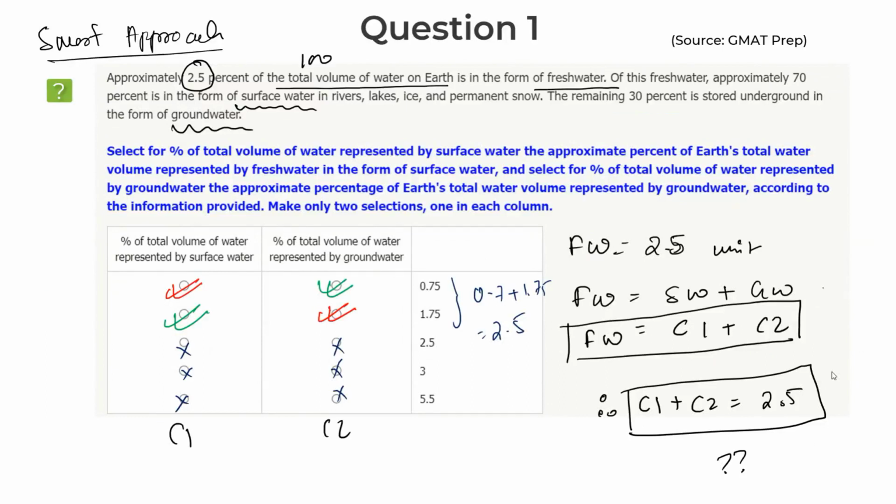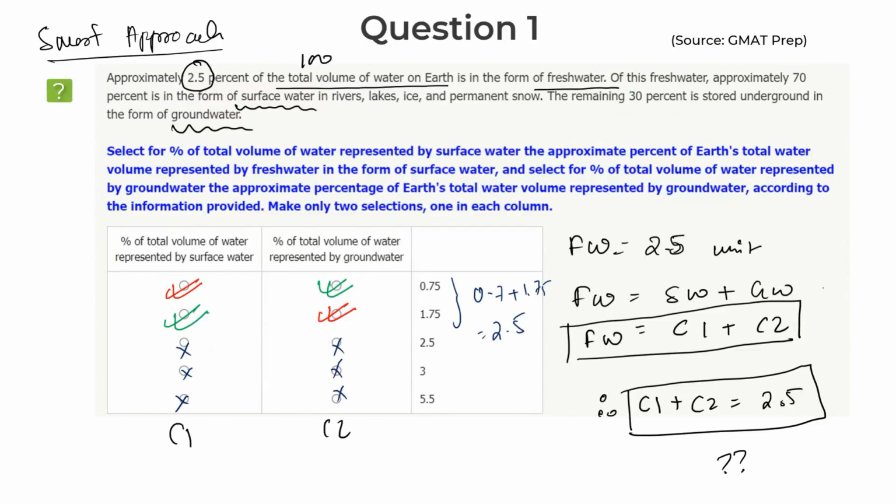Correct, Ayush. Very good. They both have to be less than 2.5. Very good, Vivek. 70% has to be the greater one. Very good. C1 has to be greater than C2. Why does C1 have to be greater than C2?